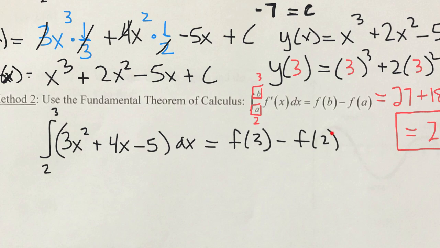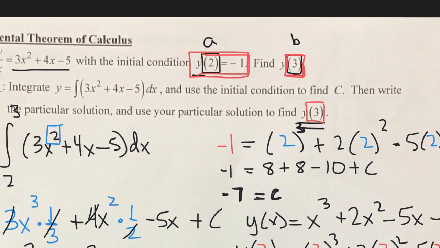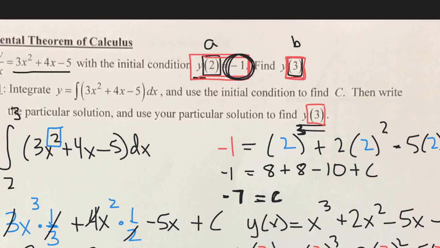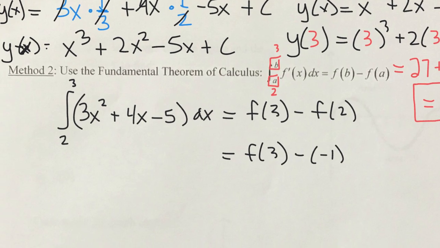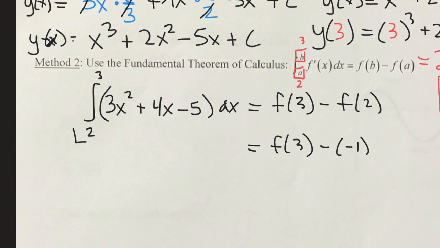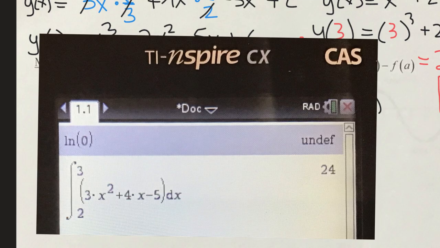Okay? Because we know what f of 2 is. They told us up here that f of 2 is -1. So I can come down here and replace f of 2 with -1 automatically, right? I don't know what f of 3 is, and I'm going to use my calculator to tell me what this integral is. So let's do that.